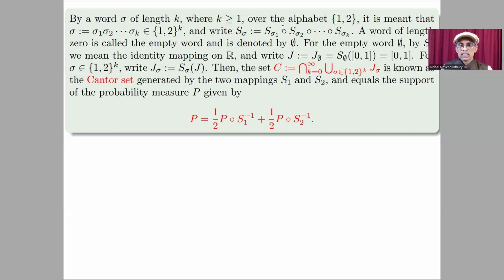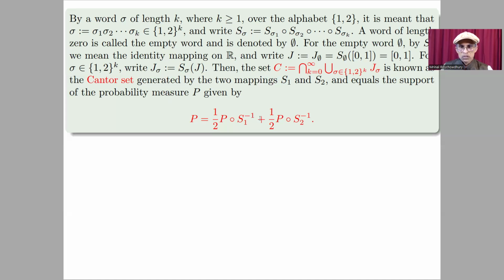And what is S sigma? Here it is defined. Then C equal to this one is known as the Cantor set generated by the two mappings S1 and S2, and equals the support of the probability measure P given by this.